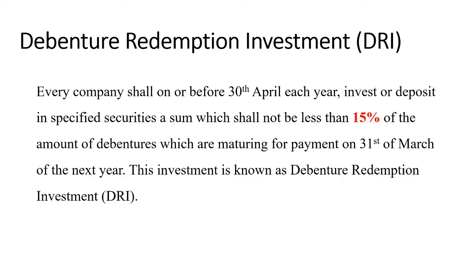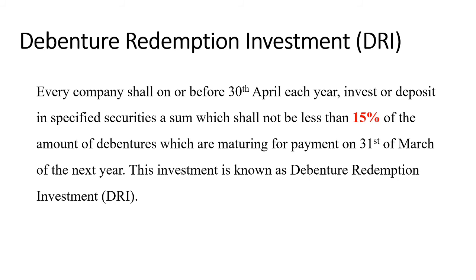Let us now read this point, debenture redemption investment. Every company shall on or before 30th April each year invest a particular amount which shall not be less than 15% of the amount of debentures which are maturing for payment on 31st March of the next year. This investment is known as debenture redemption investments.